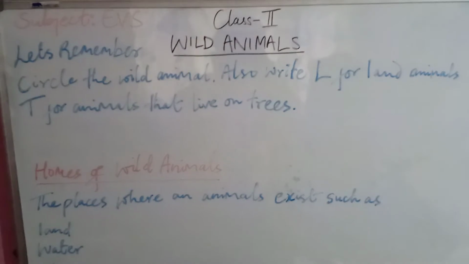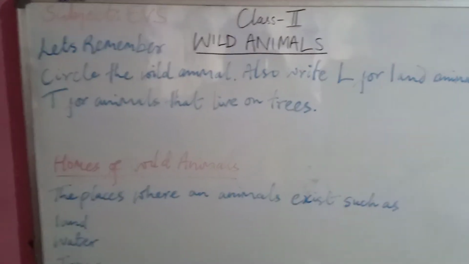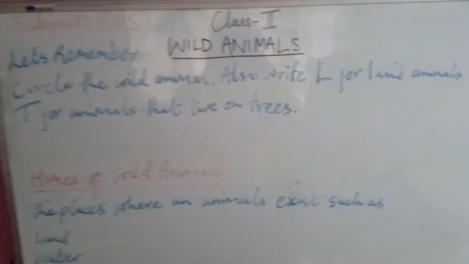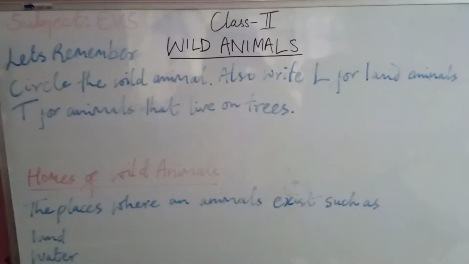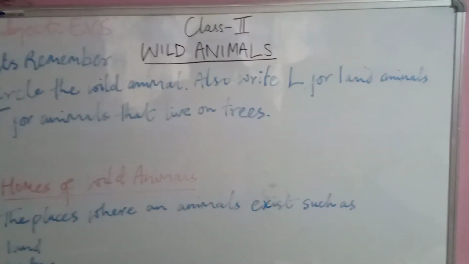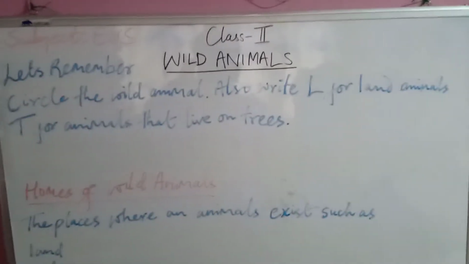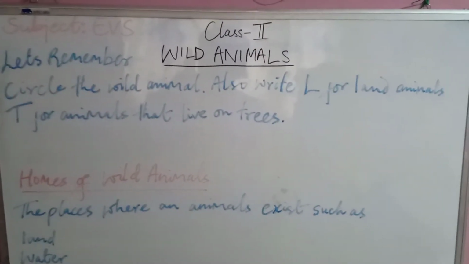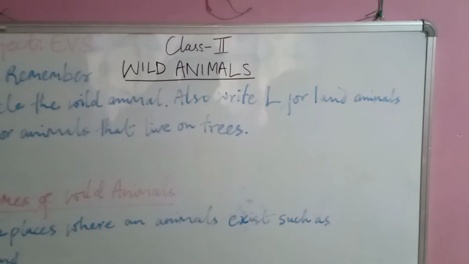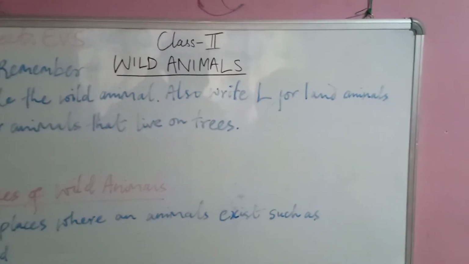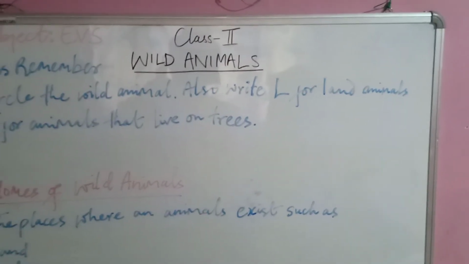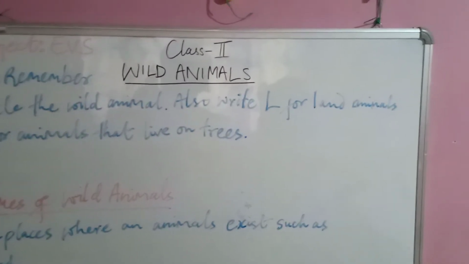In your textbook I can see only one animal which lives on a tree, and that is the owl. Apart from that, all of these live on land, so you have to circle all those animals apart from the owl, which lives on a tree, and then you have to write L beneath the picture. Understood?